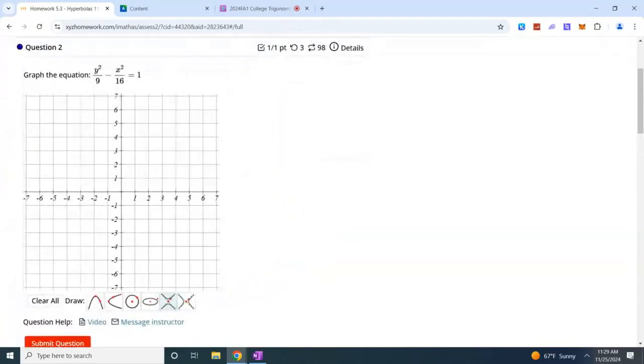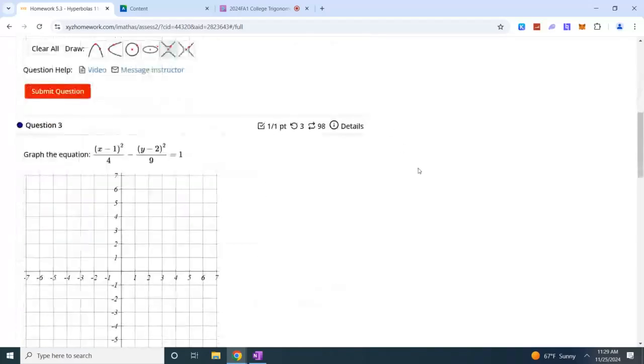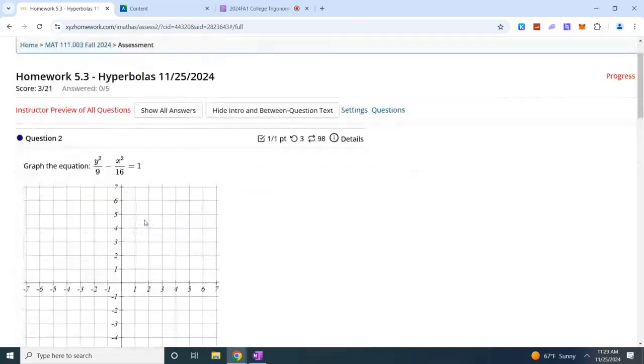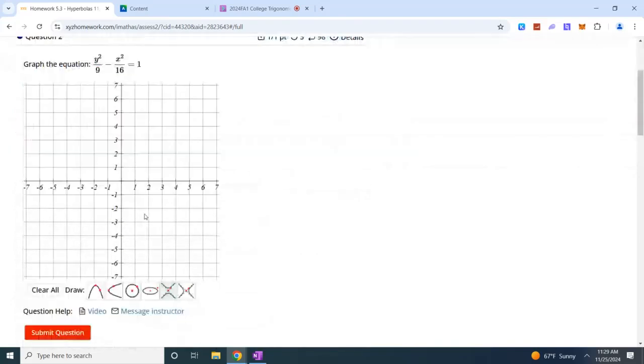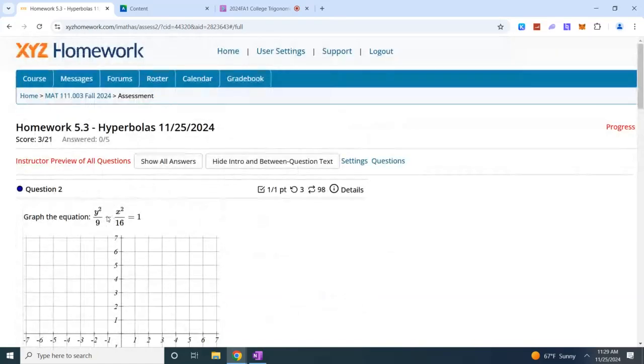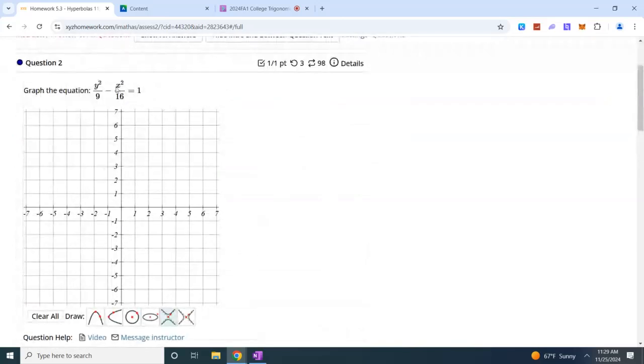Now here's the way to plot it. It's situated at the origin, and the reason I know this is because if I look at the next problem, notice I have constants attached to my x and y variables. But in this one, I don't have any constants attached. The y variable comes first, so I'm choosing the model form for a vertical transverse axis.